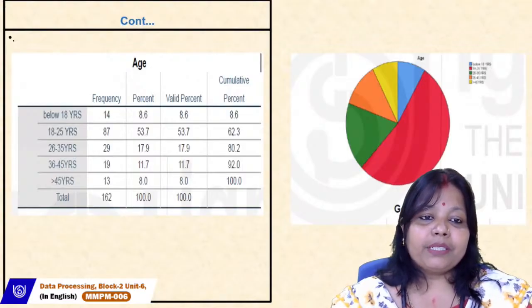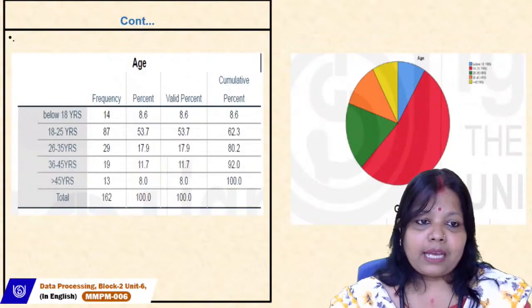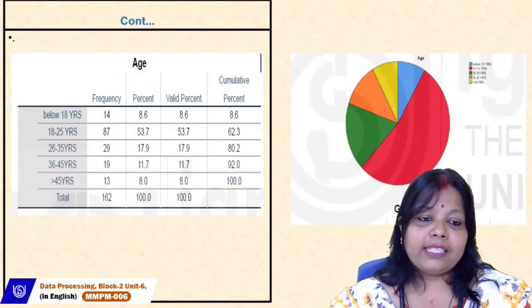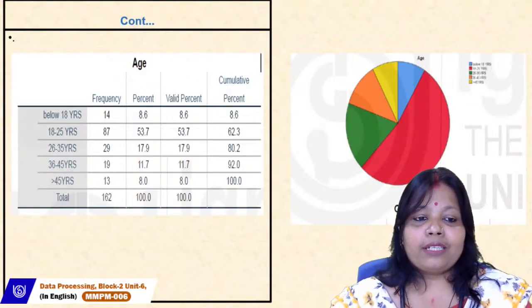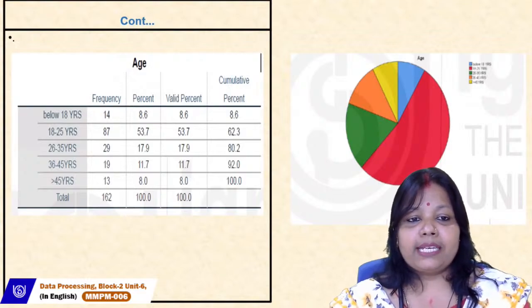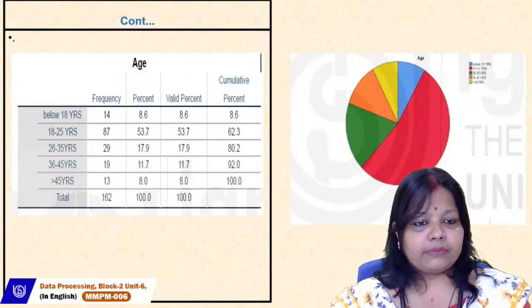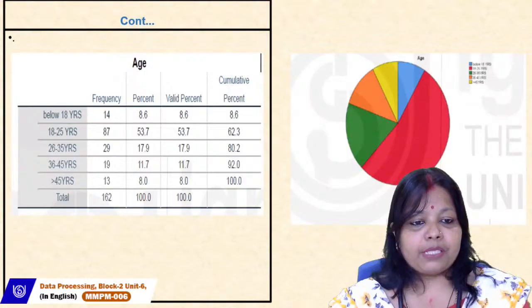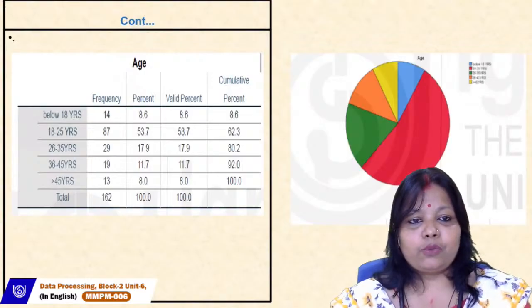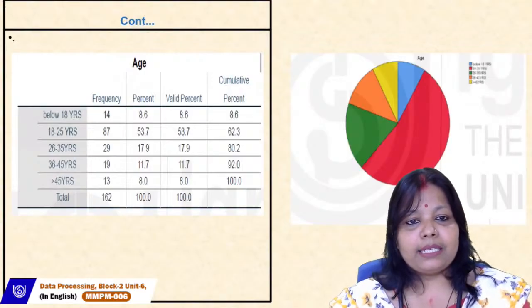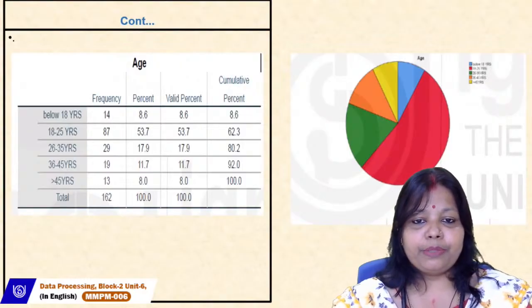Now in the third column, that is percent, I converted these figures into percentages, like 14 divided by 162 into 100, so it becomes 8.6. Similarly, 53.7, 29, 19%, 13%, 162%. The same percent I have as valid percent, we have checked, and then cumulative percent.